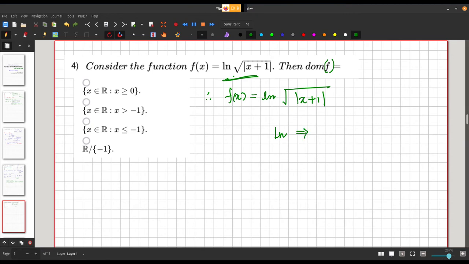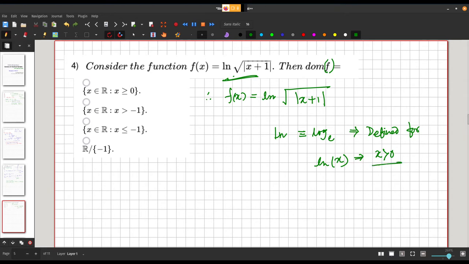Let us first look at this ln function, which is nothing but log base e. And this is defined for x greater than 0. So ln x is defined for x greater than 0. And for x equal to 0, this will actually diverge, right? It will diverge to minus infinity. So that is one.